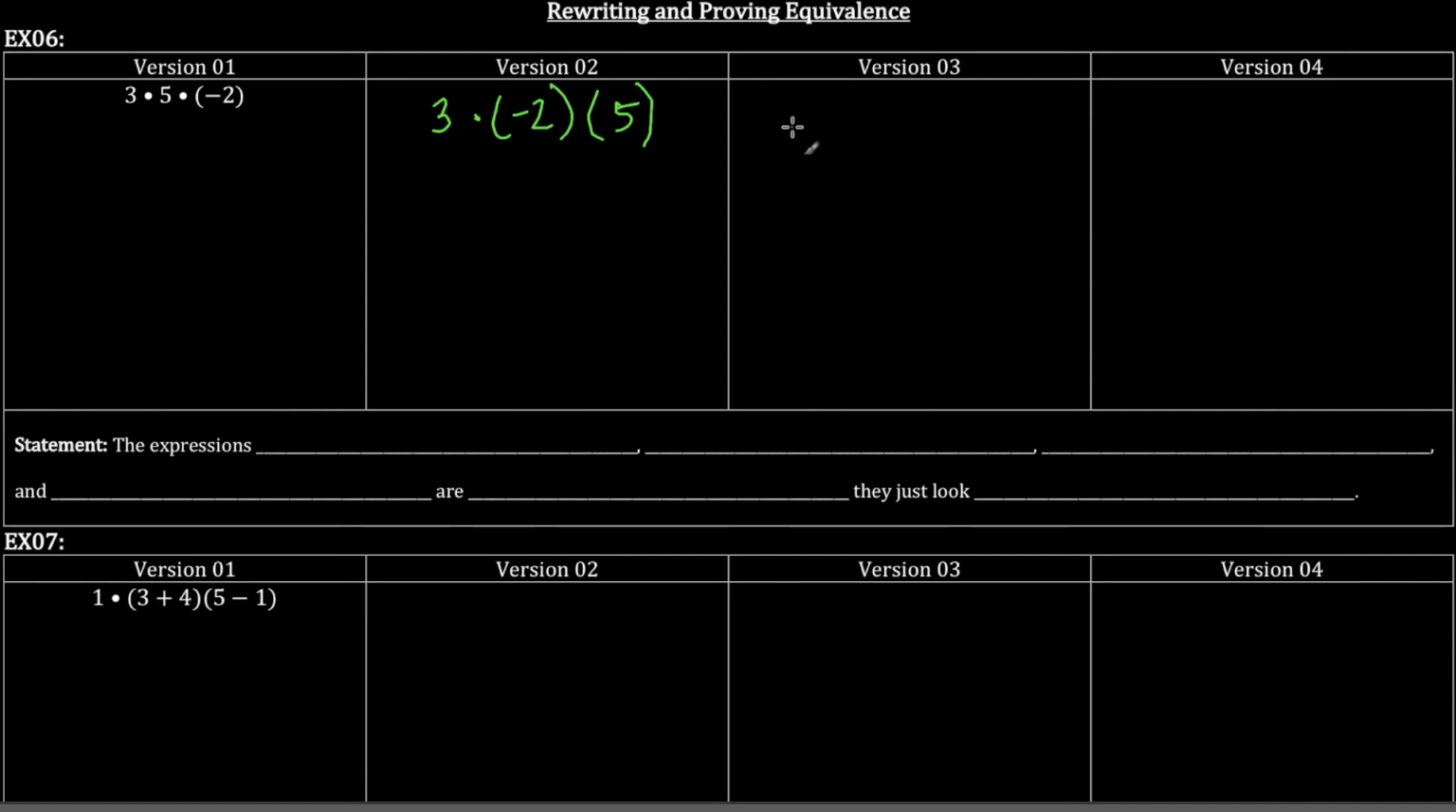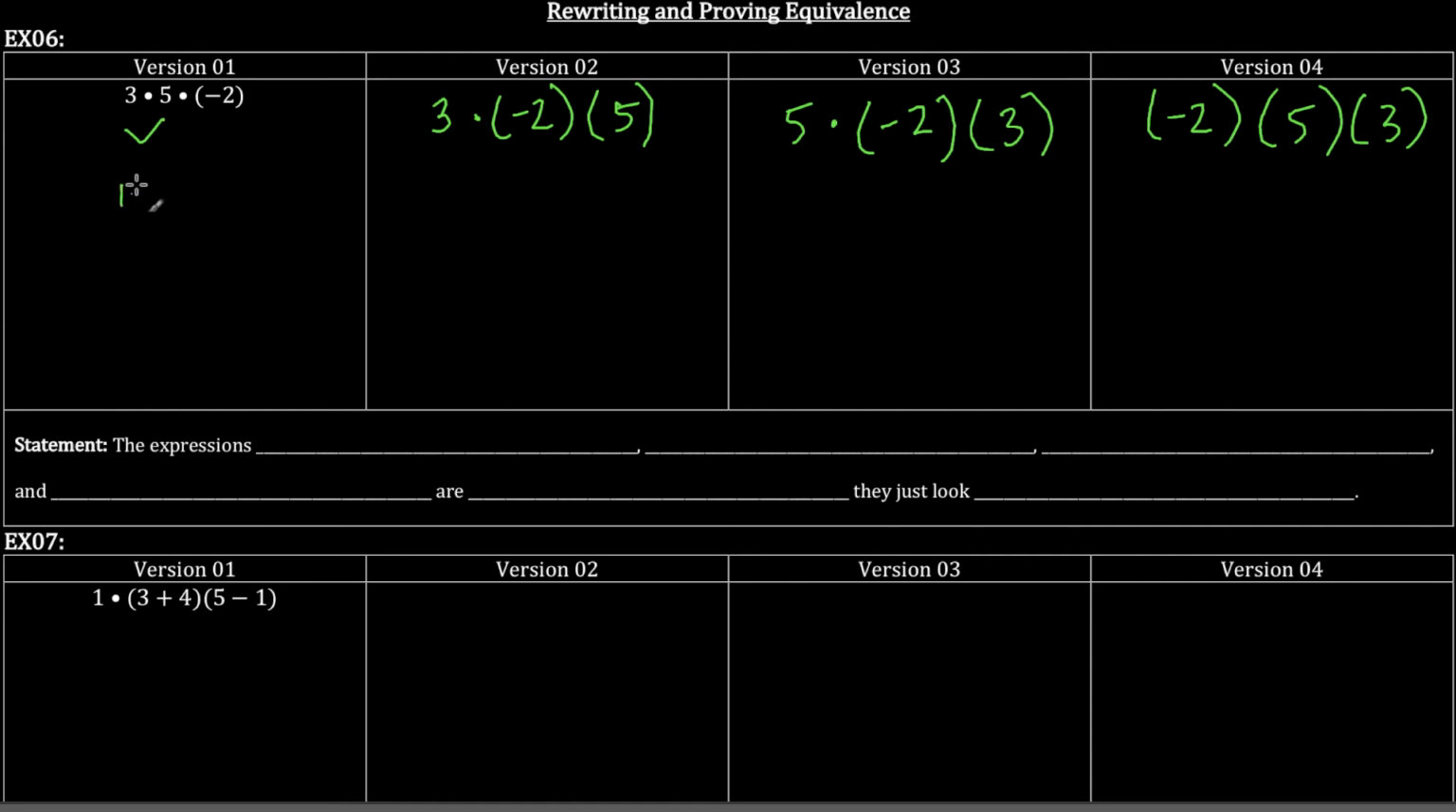I could have written that as, let's start off with 5, 5 times, I don't know, negative 2 times 3. I could have also written it as negative 2 times 5 times 3. And these should give me all the same answer. So let's check it out.